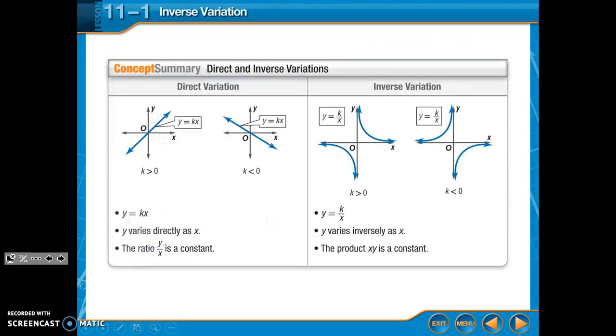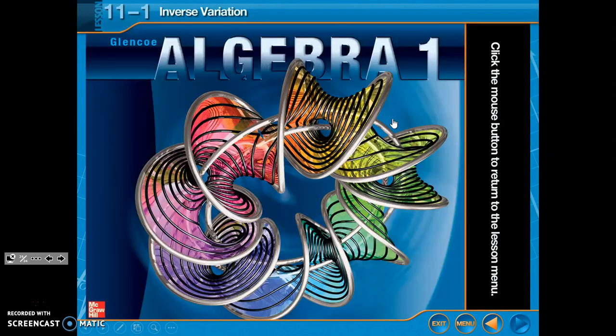Okay. So just a review of the different variations that we've learned. We learned direct variation, which we said is a line, and then inverse variation is this two-piece kind of curvy line thing. Okay? And that's the end of lesson 11.1.